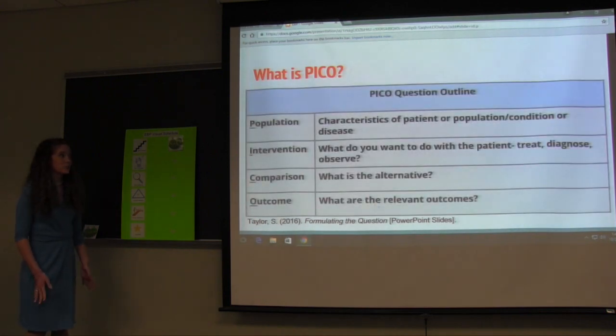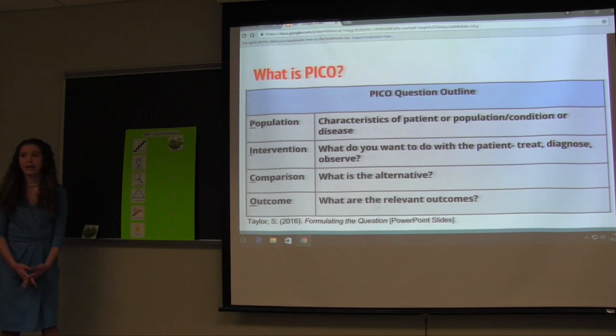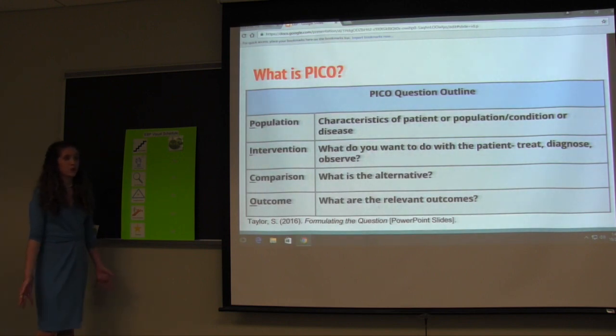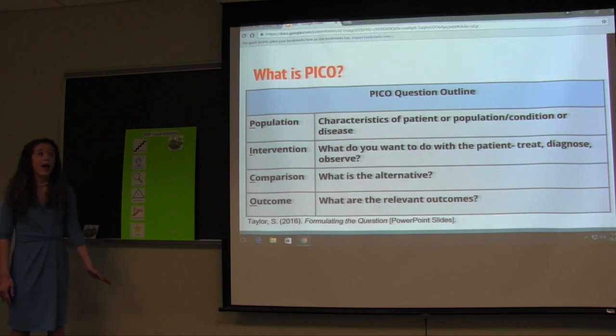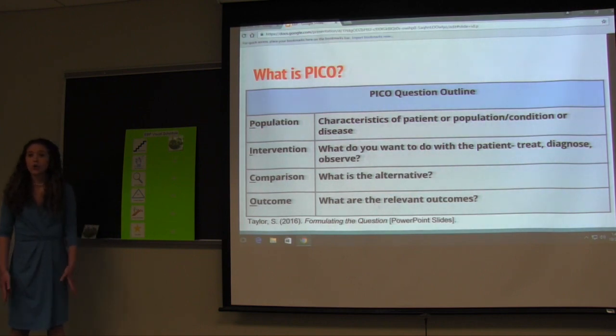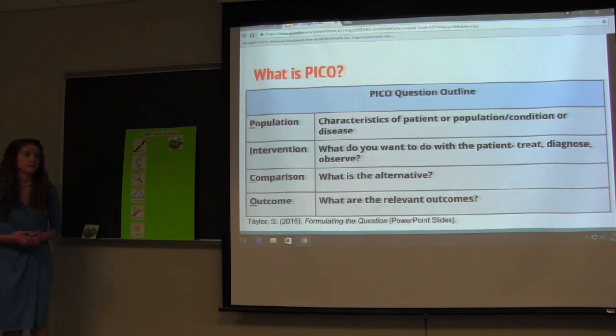So next, we created our PICO question. PICO stands for Population, Intervention, Comparison, and Outcome. With population, we are looking at the age and disorder of our client. The intervention is what treatment approach we think would work well with our client. And then we're going to compare that to another treatment approach. The outcome is what we would like to see in our client with whatever treatment approach we decide to choose.